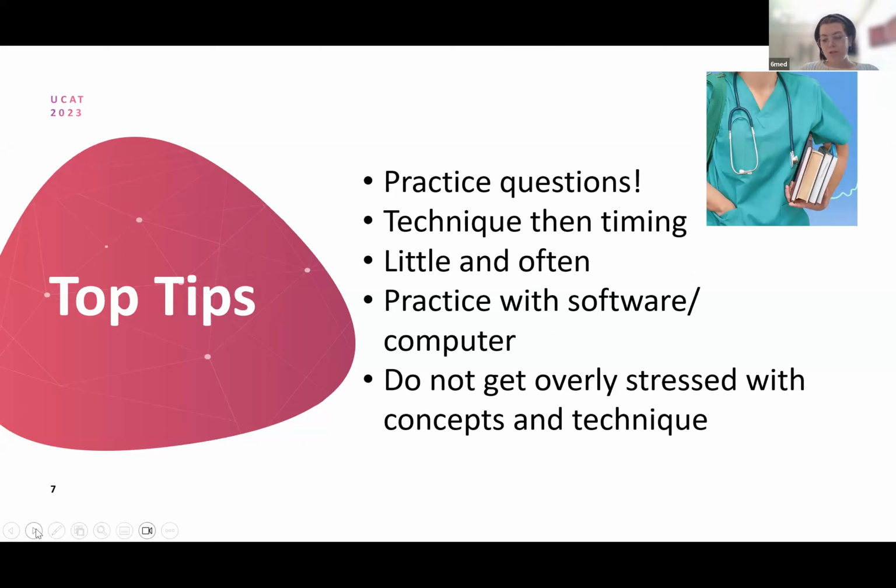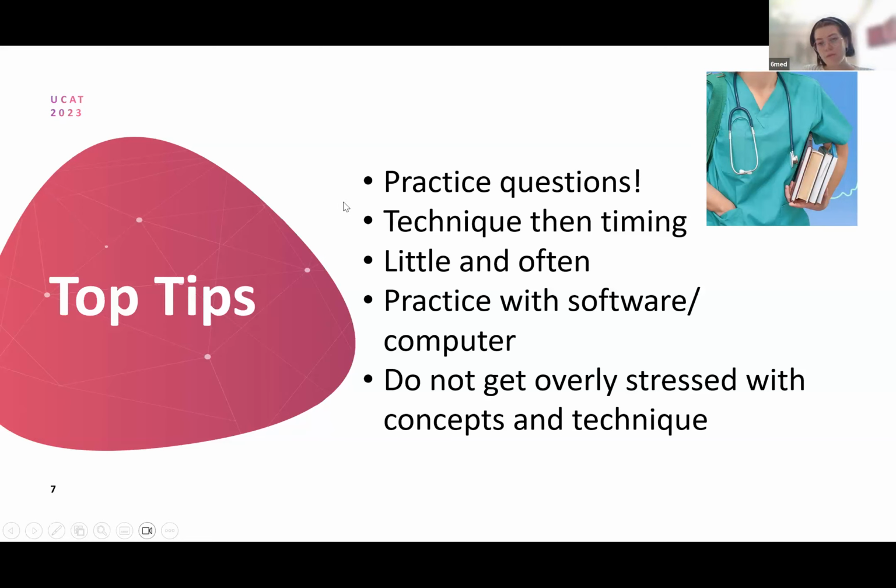I really do urge you to use the UCAT's own question banks, as well as an online or in-book one that you might have, because they will give you a really realistic version of what you will have in your actual exam, as well as you being able to get used to the layout of the exam on a computer screen. They have quite a lot of questions now on there, so you should definitely check it out.